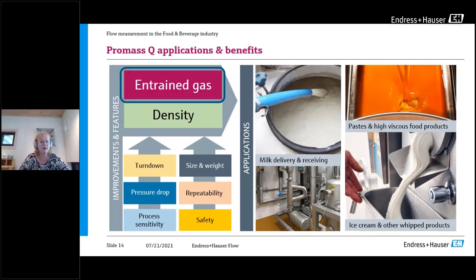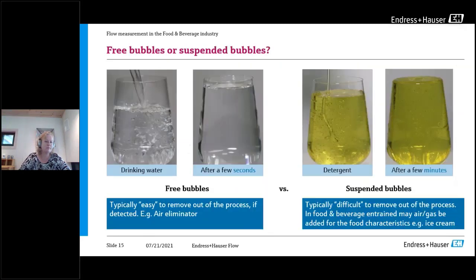Then we have also products where gas is intentionally added as part of the process, like ice cream. And these fluids can be challenging to measure. And Promac Q is targeted to these applications to give a better solution to that. So then first, I'd like to say something about the types of gas entrainment.